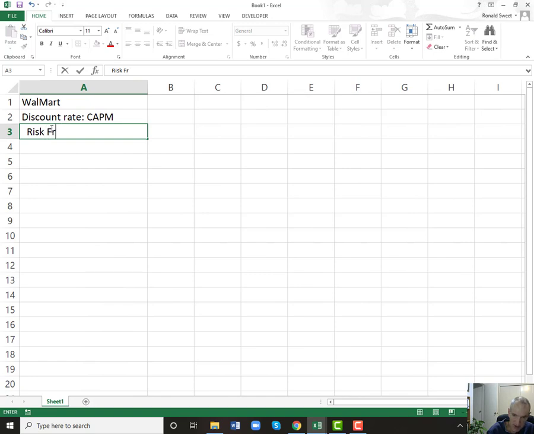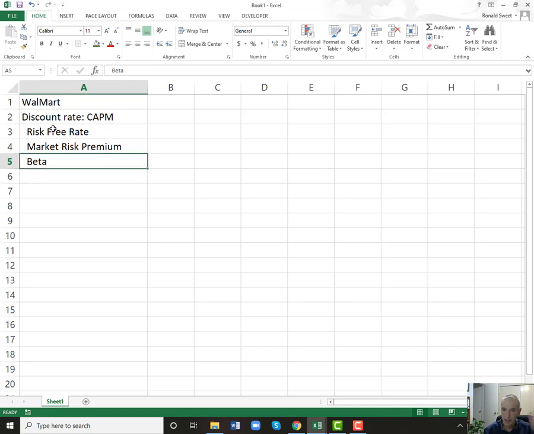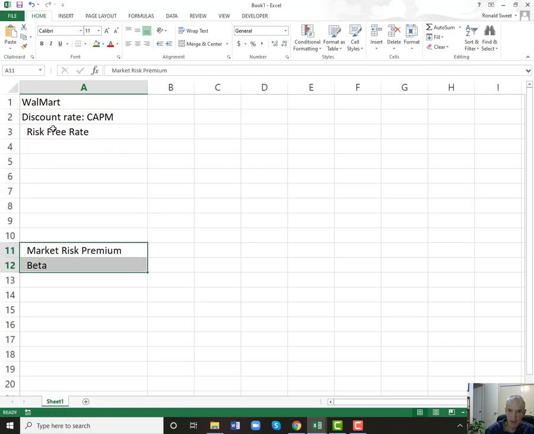We need a risk-free rate. We need a market risk premium. And we need a beta. So those are the three numbers we need to get a discount rate. So let's start with the risk-free rate. To get the discount rate for this firm, we need a risk-free rate.